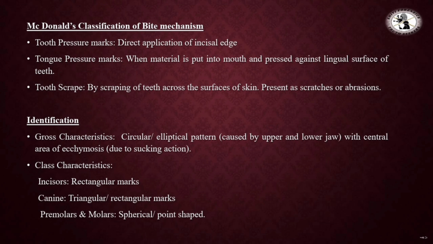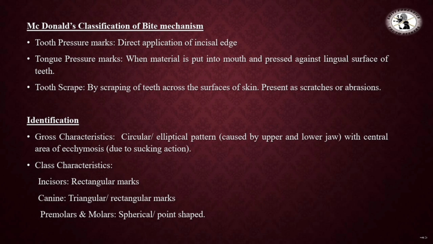MacDonald has classified bite marks based on bite mark mechanism. That is, three criteria are there: tooth pressure marks, tongue pressure marks, and tooth scrape. Tooth pressure marks: direct application of the incisal edge of the teeth. Tongue pressure mark: when a material is put into the mouth and pressed against the lingual surface of the teeth, tongue pressure marks are observed. Tooth scrape: it is caused by scraping of teeth across the surface, presenting as scratches or abrasions in the skin.